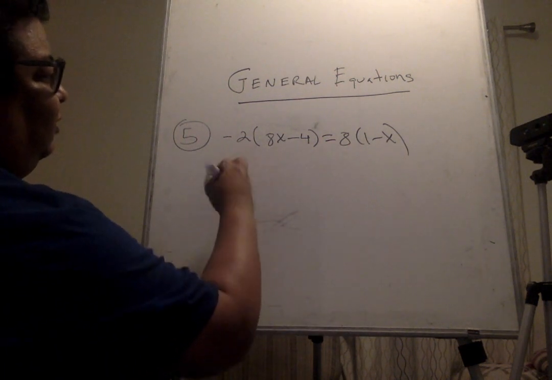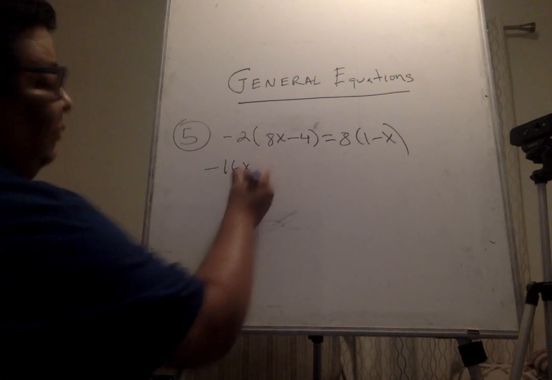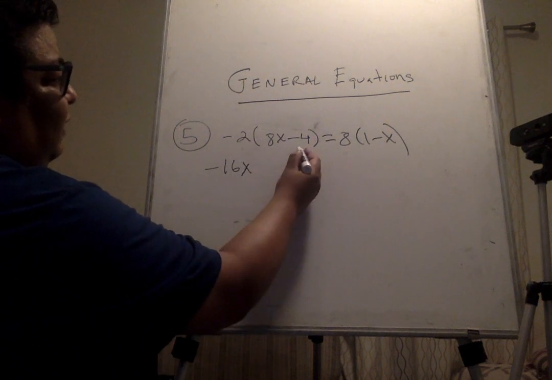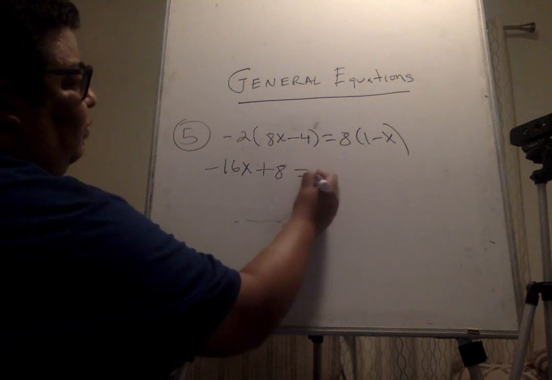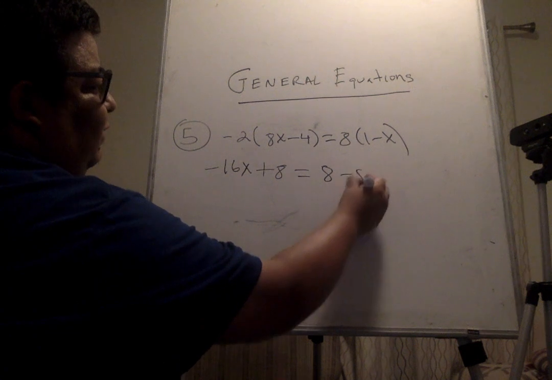So let's do the left side first. Negative 2 times 8x, that would be negative 16x. Negative 2 times negative 4, negative times a negative is a positive, so we have positive 2 times 4, which is 8. Equals 8 times 1, that's 8. 8 times negative x, that's negative 8x.